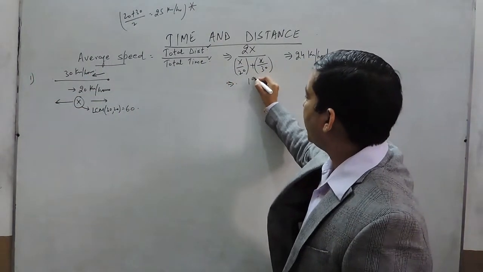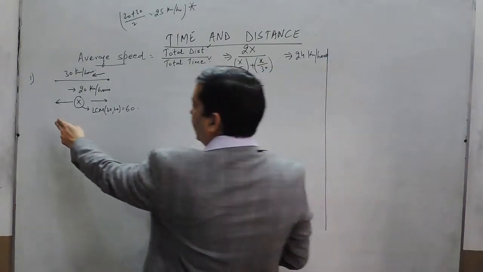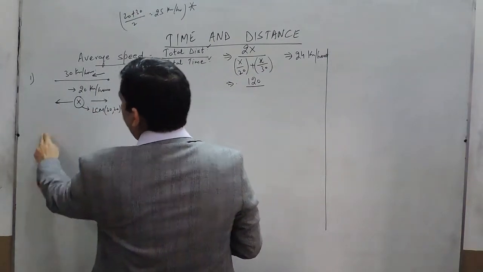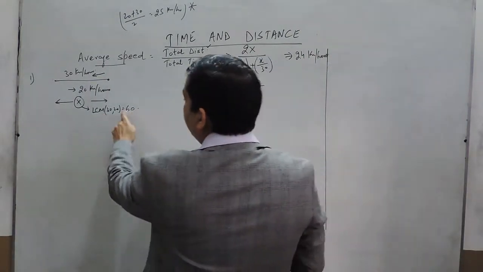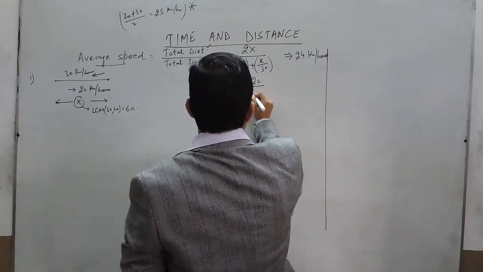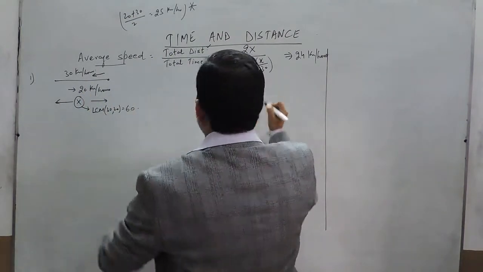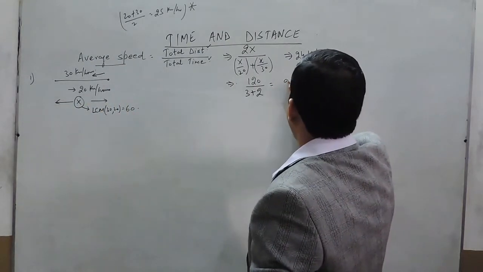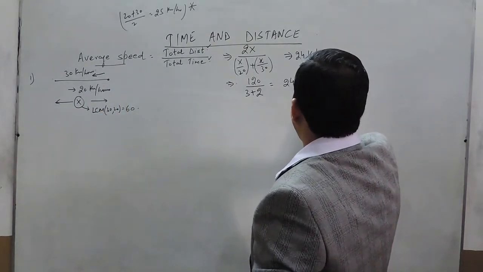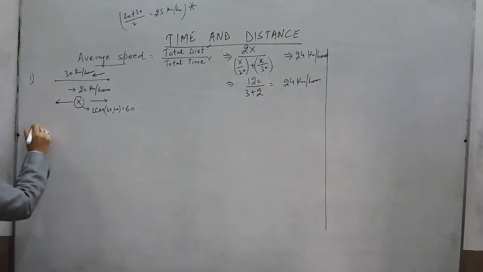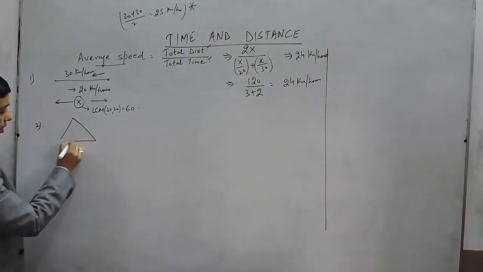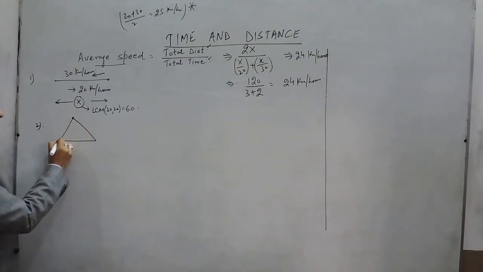So the total distance will be 120 kilometers, 60 kilometers going and 60 kilometers coming back. The total time will be 60 upon 20, 3 hours in going, and 2 hours in coming back. If we solve it, it comes out to be 24 kilometers per hour. We can take another example of the same thought. Suppose there is a triangular path and all these distances are the same.